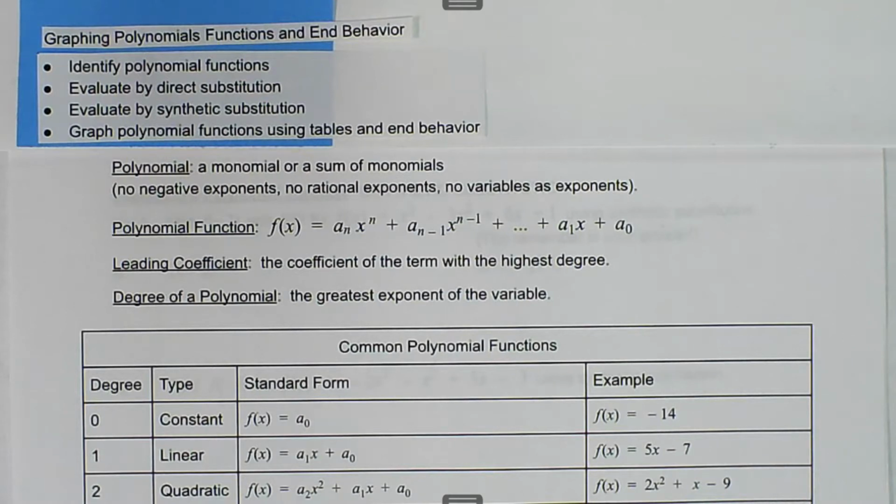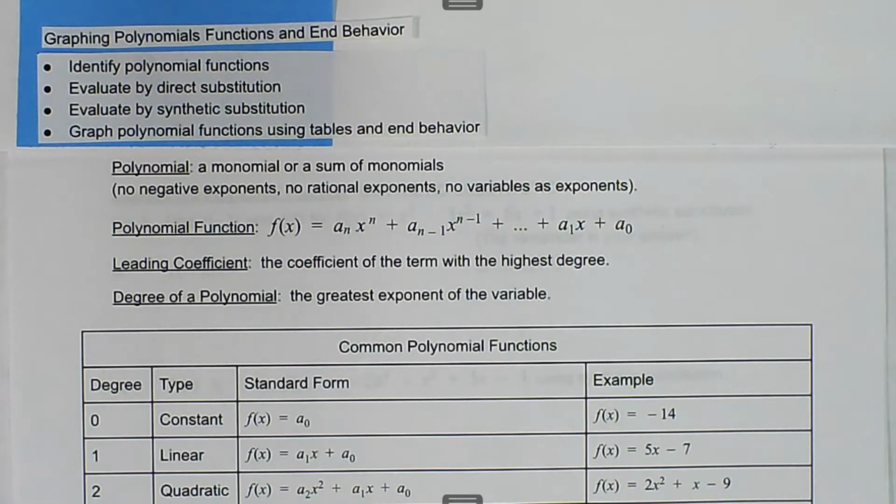We are talking about graphing polynomial functions and end behavior, and we want to identify polynomial functions, evaluate by direct substitution, evaluate by synthetic substitution, and graph polynomial functions using tables and end behavior. So first we have to talk about a polynomial.